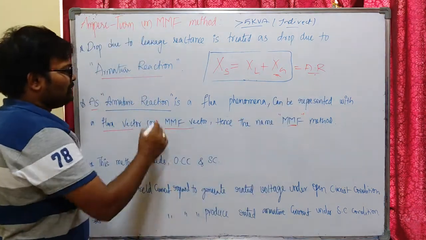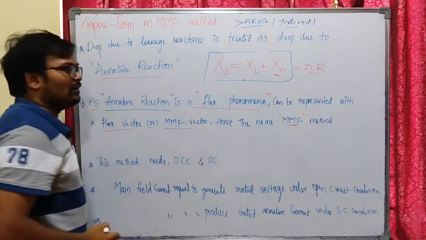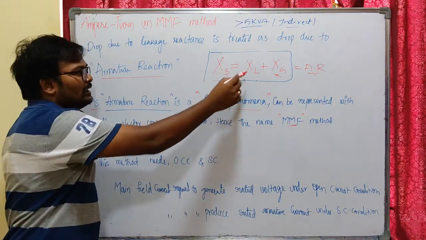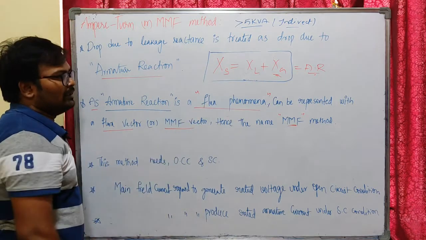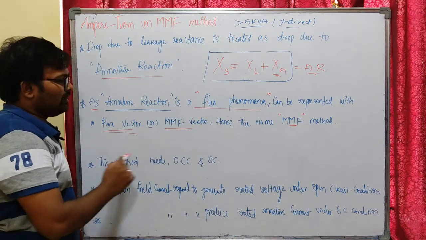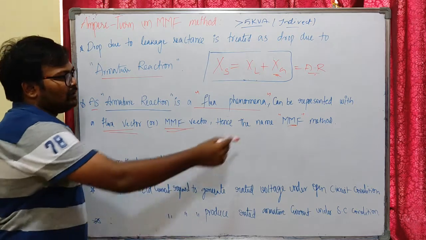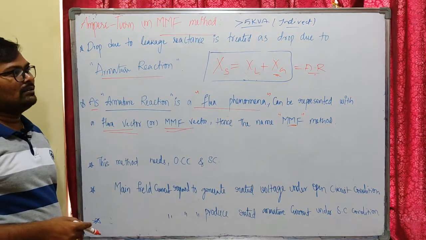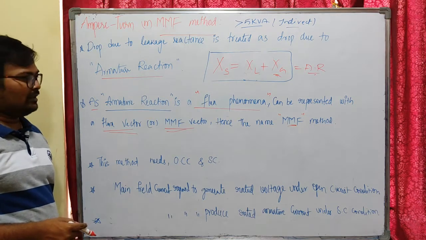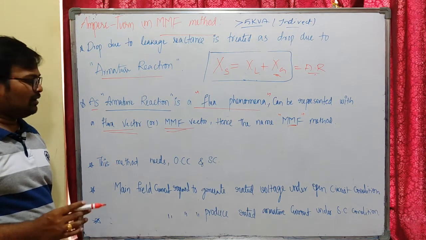So armature reaction is a flux component. Leakage reactance has an EMF phenomenon, but the armature reactance component has a flux phenomenon, so it can be represented with a flux vector or MMF vector. That's why the name of the method is MMF method. We are going to treat the synchronous reactance effect as an MMF effect. I hope you understand.